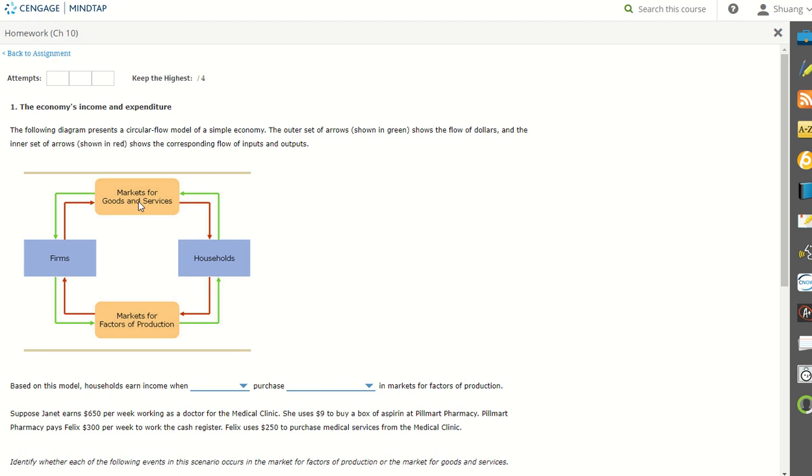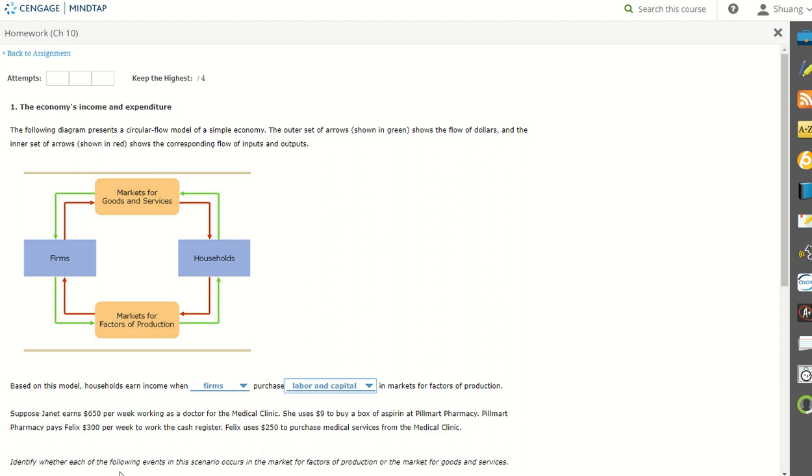Okay. So the first question: based on this model, households can earn income whenever what purchases what? Think about labor. When do we earn our income? It's whenever we perform a labor service for companies. So this will be whenever firms purchase resources, so land, labor, and capital, in the factor production market.